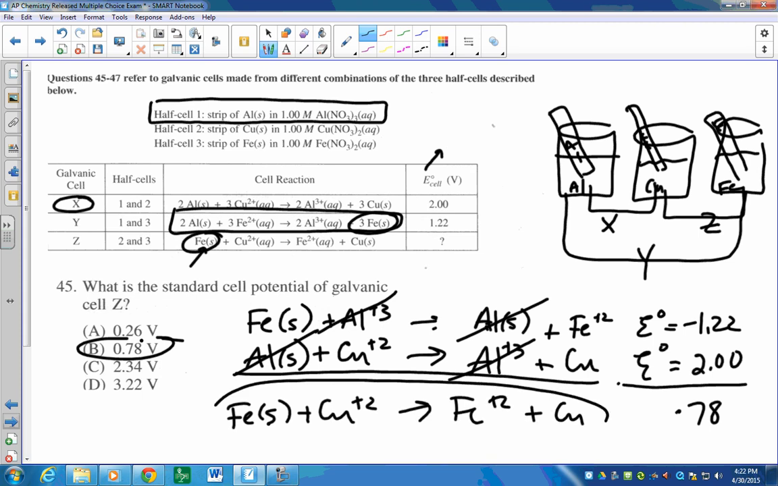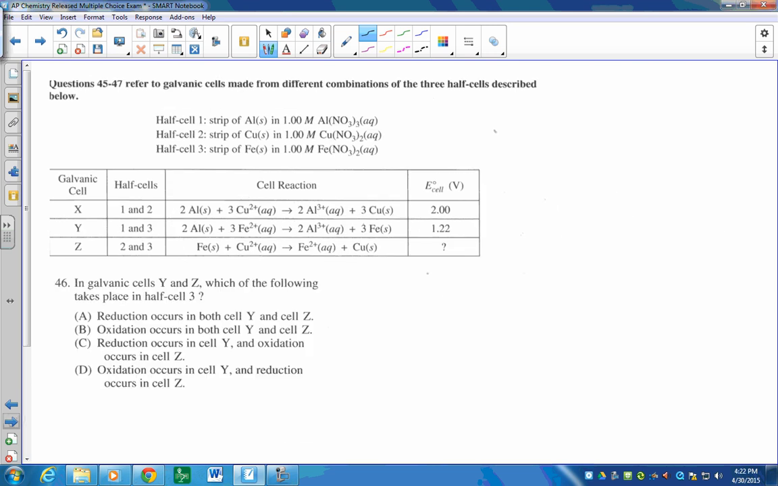And just for the sake of review, my people, remember, when you're working with batteries, when you flip things, the sign changes, but if you double or triple or divide, you leave this alone. So that was good review.